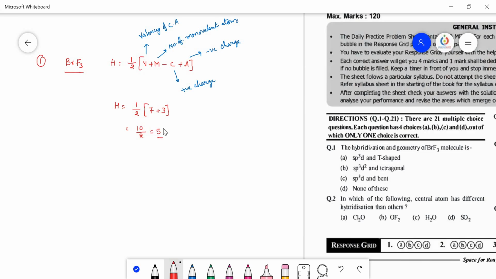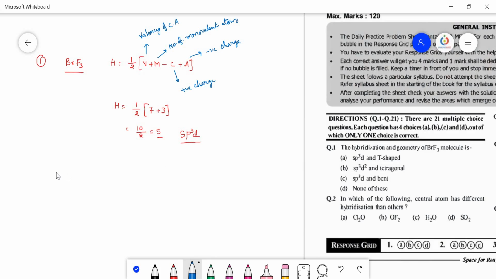Means 5 hybrid orbitals are present in this bromine atom. What are those 5 hybrid orbitals? We have to start always with s. So 1 s orbital, 3 p orbitals, so total 3 plus 1, 4 orbitals, and 1 more orbital, after p we get the d orbital. So 5 hybrid orbitals are there. Now the geometry of a molecule not only depends on the number of single bonds but also depends on the number of lone pairs of electrons.